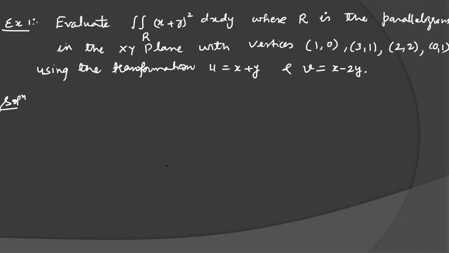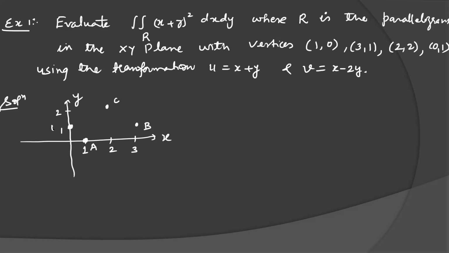Firstly, we will draw the geometry in the xy plane. Suppose this is your y axis, this is your x axis. The coordinates are given 1, 2, and up to 3. Here you have coordinates up to 1 and 2. First coordinate is given 1 comma 0. Call it A. Second coordinate is 3 comma 1. This is your B. 2 comma 2. This is your C. And 0 comma 1. This is your D. So this is a parallelogram, looking like this structure in the xy plane.